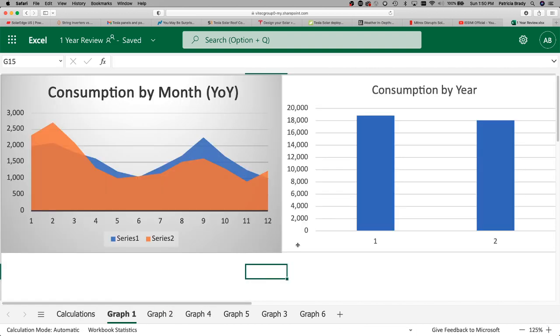So graph number 1, you can see our consumption by month. Orange is with the solar roof, blue is without the solar roof. So our consumption this year started out quite high, but has been tracking lower consistently month over month. And then if we look at the overall year numbers here, you can see that we've used about 5% less electricity. So our total usage, according to our electricity bills, was 18,858. And now for the second year, according to the Tesla app, was almost right at 18,000 kilowatt hours. Now, the reason I say according to our electricity bills is there's a discrepancy between what the utility bills say and what the Tesla app says.